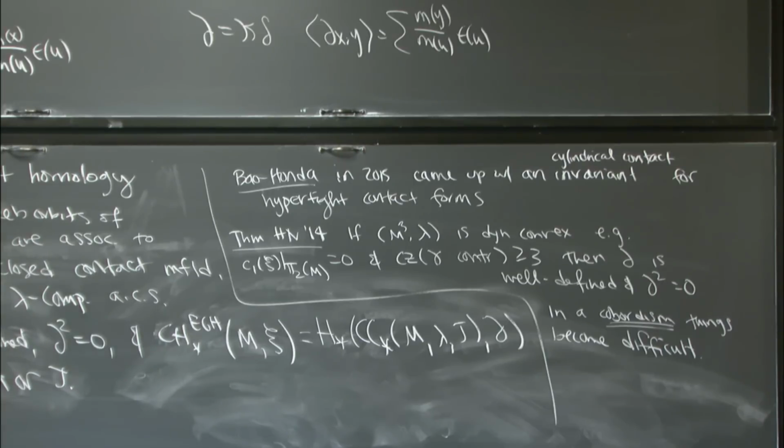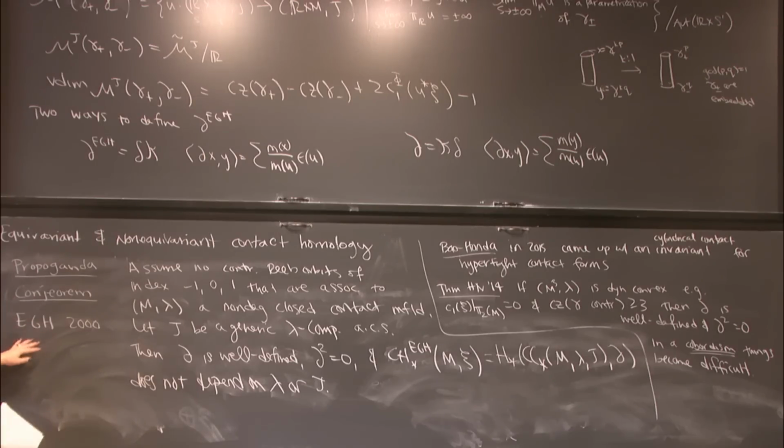So what Michael and I have thought about for the last 5 years is how can we come up with a contact invariant and make it well-defined without having to appeal to virtual methods, and then how can we relate it back to the original definition of Eliashberg, Givental, and Hofer. So that will be the next idea.